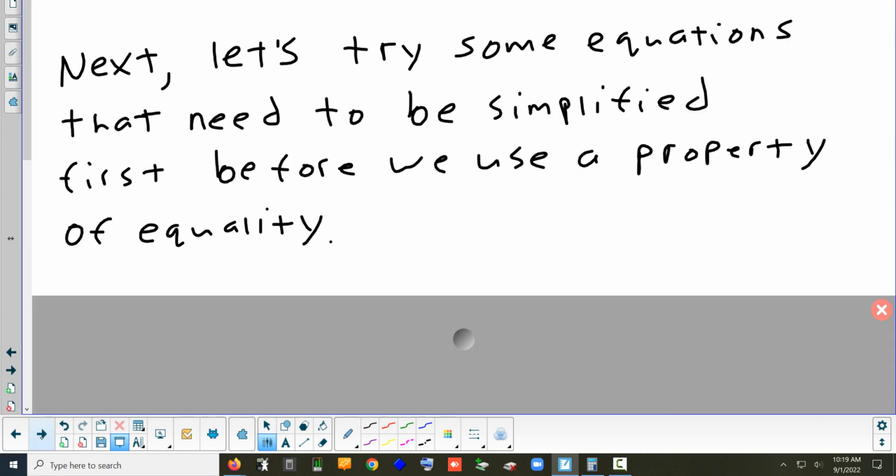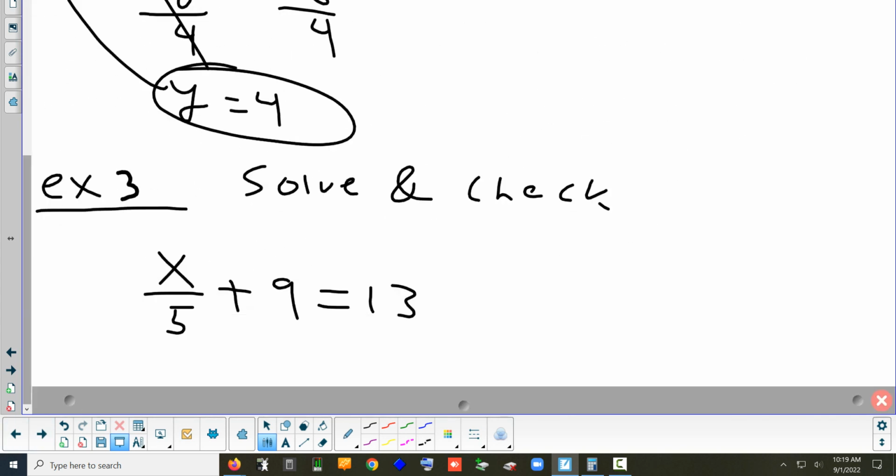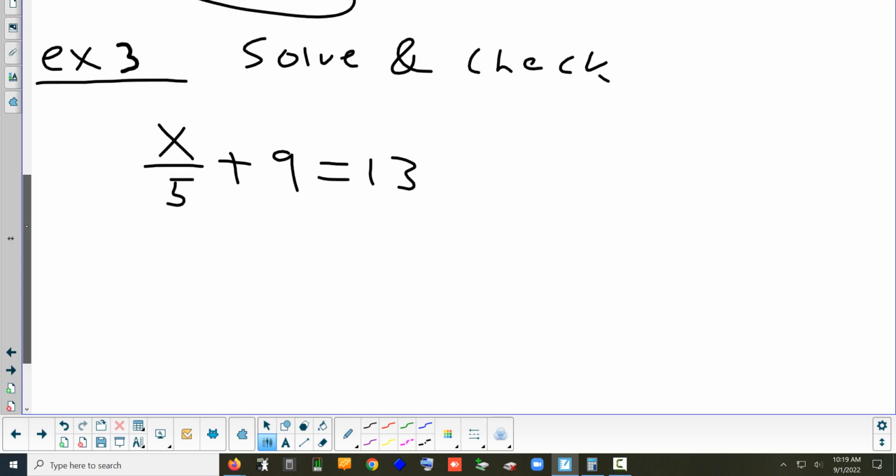All right, so here's example 3. Example 3 is x divided by 5 plus 9 equals 13. This is a little easier than the last one. It's going to have less steps. This is going to be similar to the first example we did together in terms of how many steps.